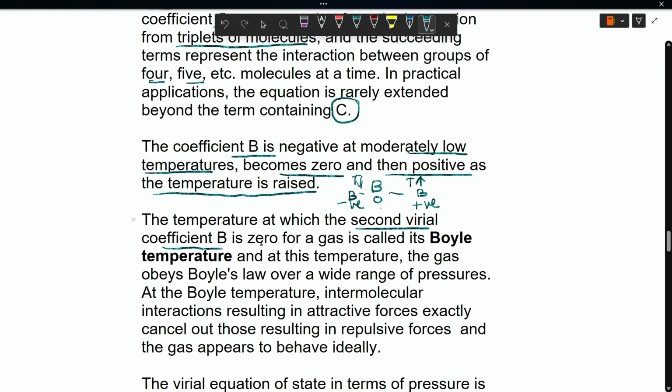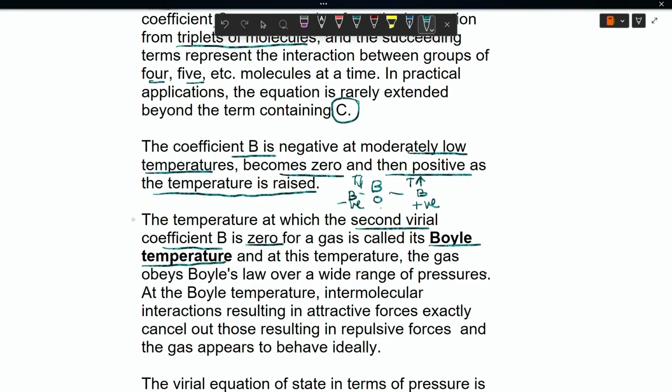Now, there is a consequence of that. The temperature at which the second virial coefficient for a gas is 0 is known as the Boyle temperature, and it is generally represented as T with a capital B as a subscript.